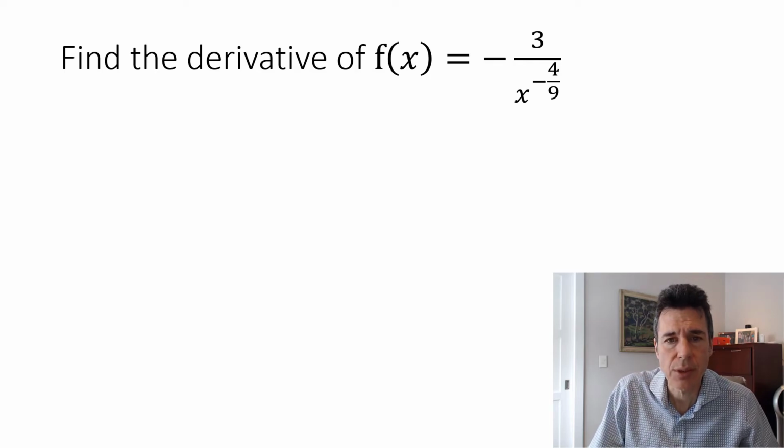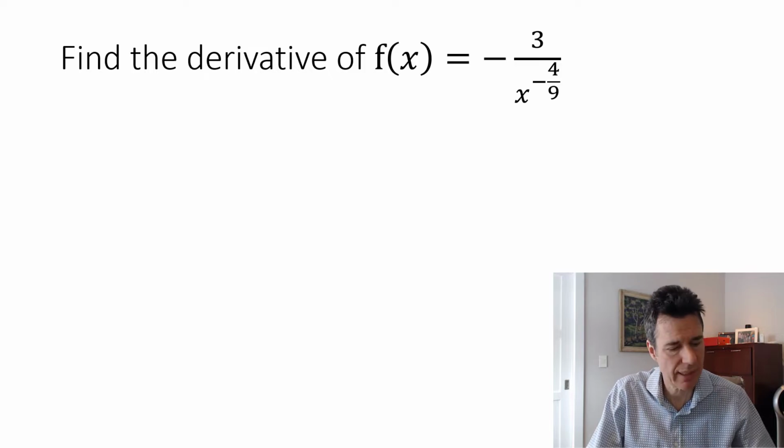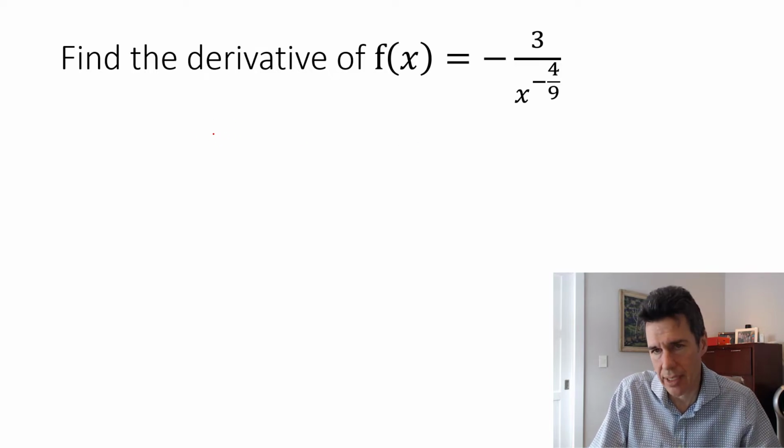We are going to take the derivative of f of x equals negative 3 divided by x to the negative 4/9. Now, this function looks a little bit strange. It's in a slightly odd form. So first, I'm going to rewrite my function, and then I'm going to think about how to take this derivative.